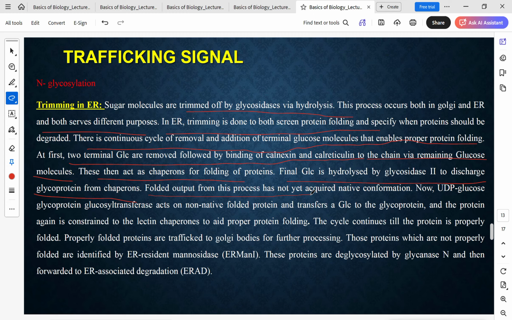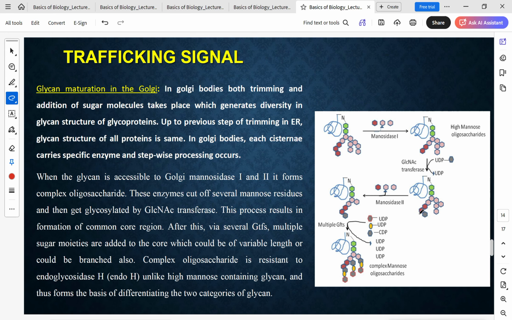The folded output from this process has not yet acquired the native conformation. Now UDP-glucose glycoprotein glucosyltransferase acts on the non-native folded protein and transfers a glucose onto the glycoprotein. There are other steps which you can go through, but in general there is a lot of addition and trimming going on on the protein molecule.